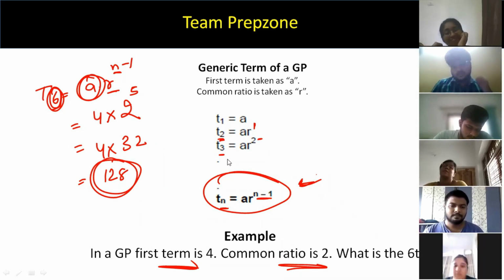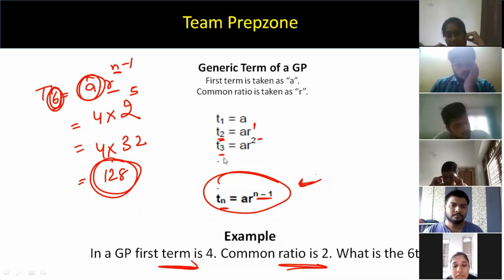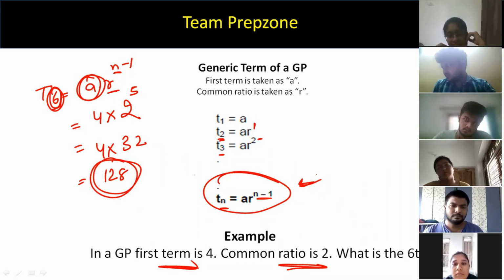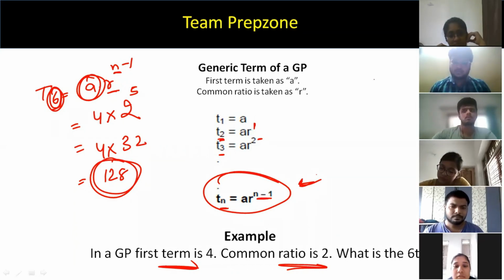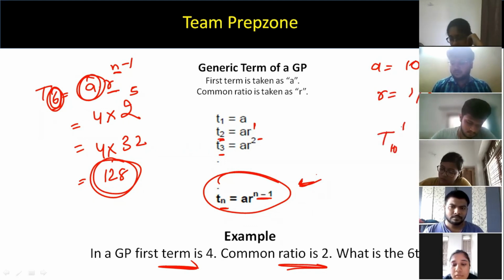Clear. Okay. So if this is quite clear, maybe I'll give you one more chance. Be confident. Okay. First term is 10. Common ratio is half. You have to calculate the 10th term. Okay, maybe this is say 512. First term is 512. Common ratio is half.